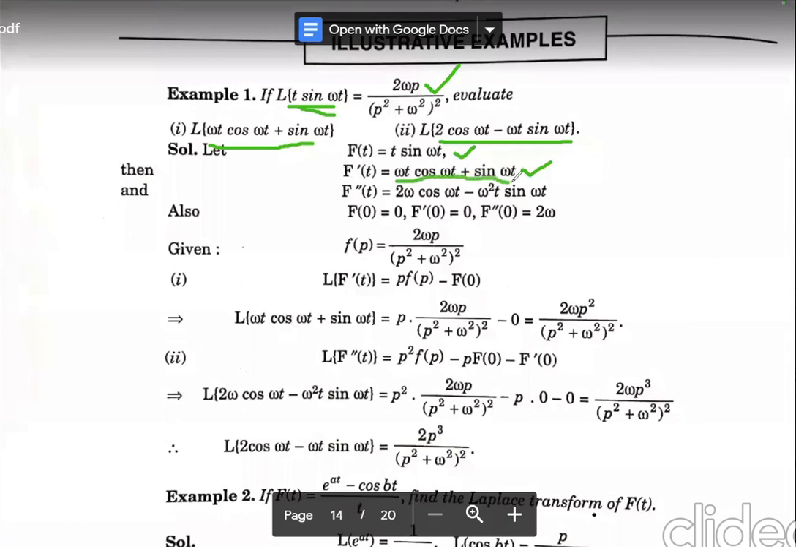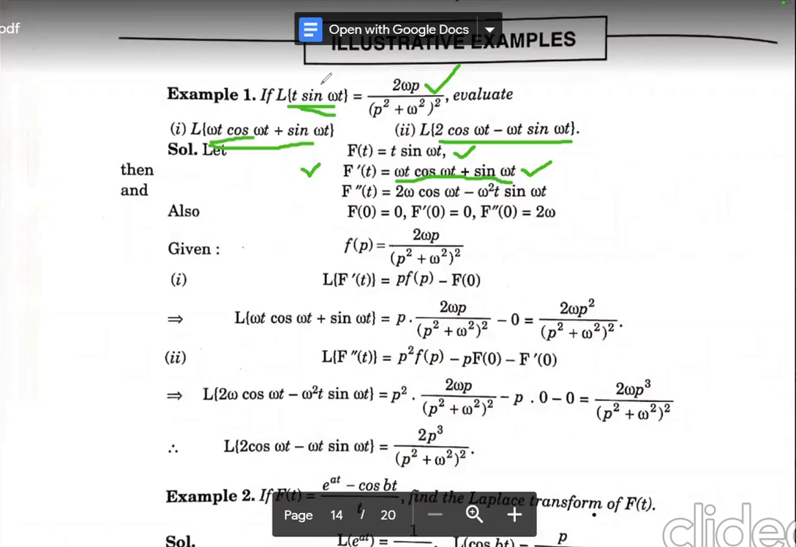Now if you compare with the first problem, what do you need to find? You need to find the Laplace transform of omega t cos omega t plus sine omega t. So see, you got this one? The first order derivative is nothing but this one. That means you need to find the Laplace transform of this one.